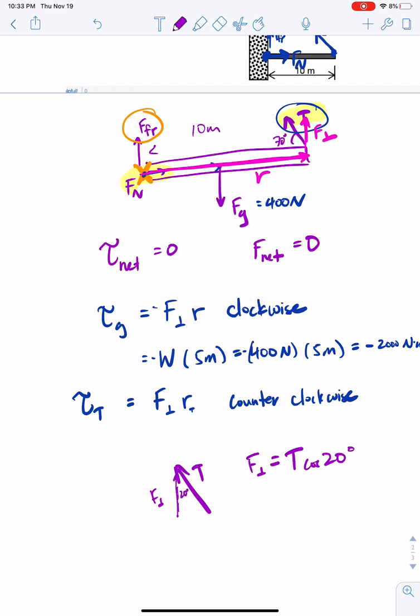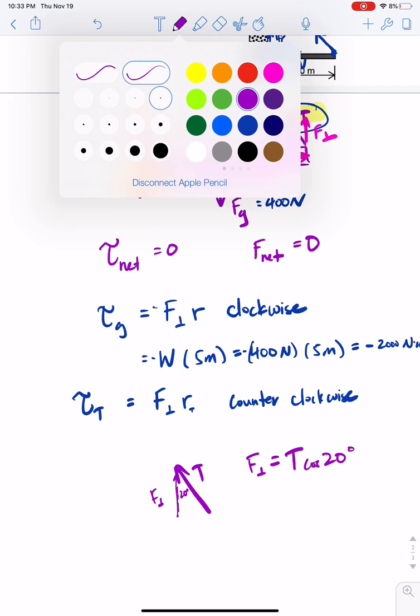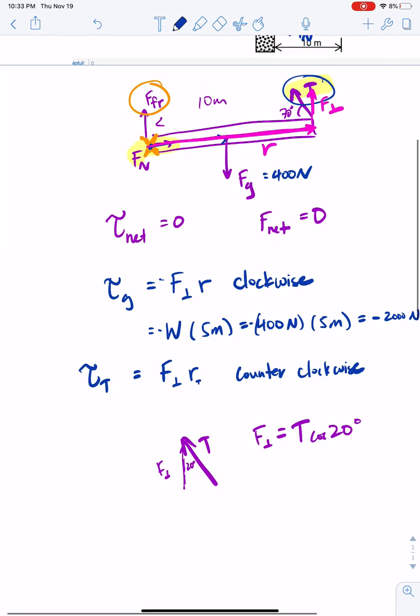All right. So if we have that original 20-degree angle up at the top, then that F perpendicular is T cos 20 degrees, because that's the adjacent side. Okay. And then, oops, sorry, I switched back to the wrong color. Let's pick back this blue. All right. So then the torque from that wire is the tension on the wire times cosine 20 degrees times the length of the whole bar, which is 10 meters, okay?